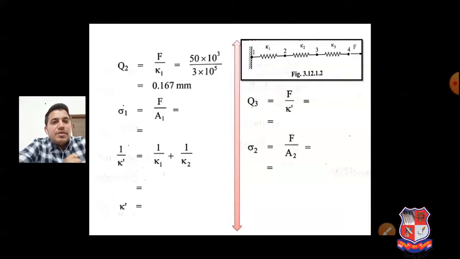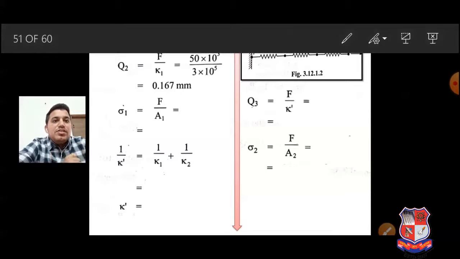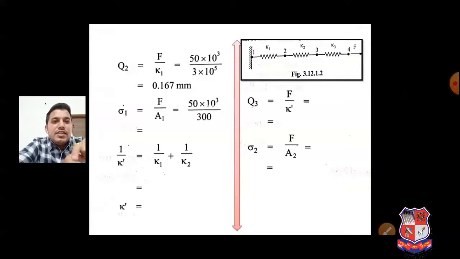Similarly, for the same purpose we have to find the stress, and to find the stress we put the value of F by A1. So 50 into 10 raised to 3 divided by 300. The answer is 166.667 Newton per mm square. So this is the particular answer for the stress.